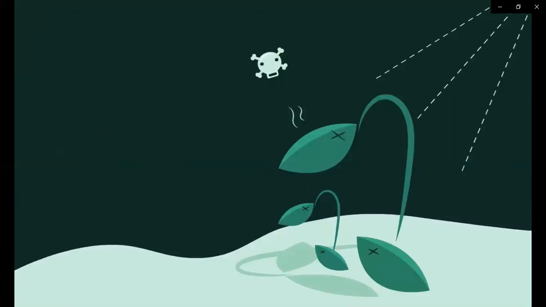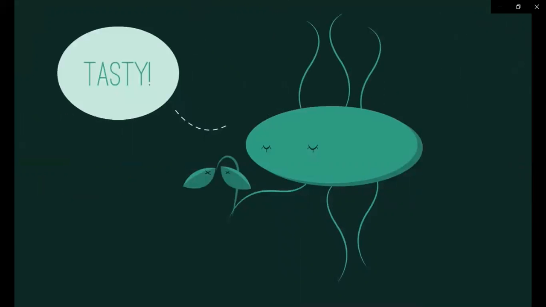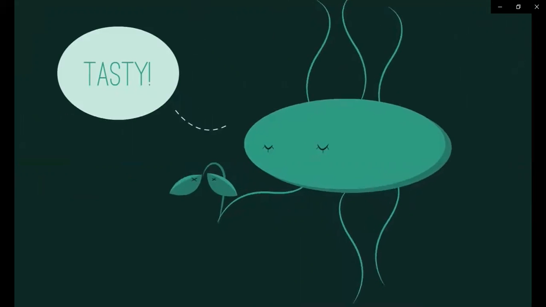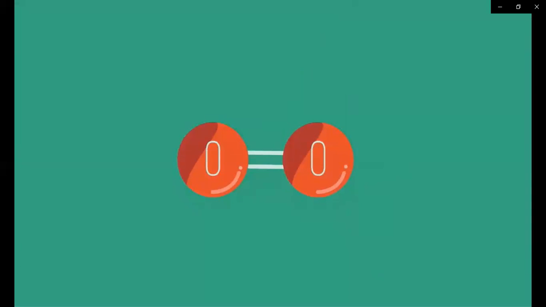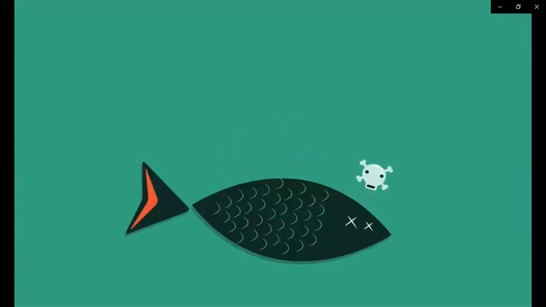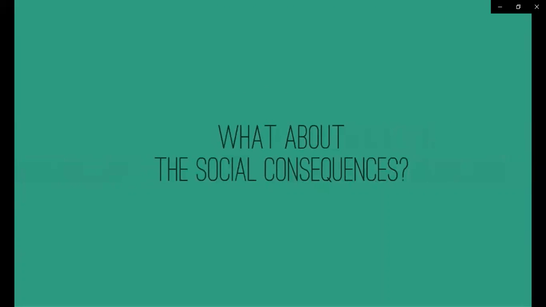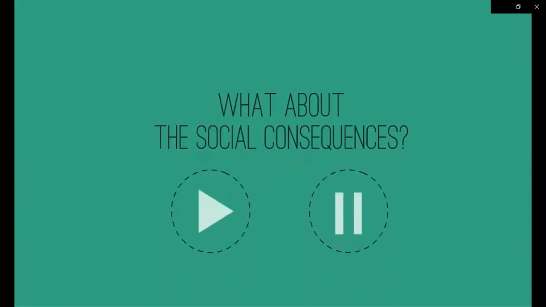In fact, it doesn't end here. Aerobic bacteria, which require oxygen to live, feed on this decaying plant matter. These bacteria then also grow faster than usual and consume a lot of oxygen. This then decreases the concentration of dissolved oxygen in water. So fish and other aquatic organisms suffocate and die. Now that we've looked at the environmental consequences, can you think about a few social consequences? Please pause the lesson to think about this and resume when you are ready.